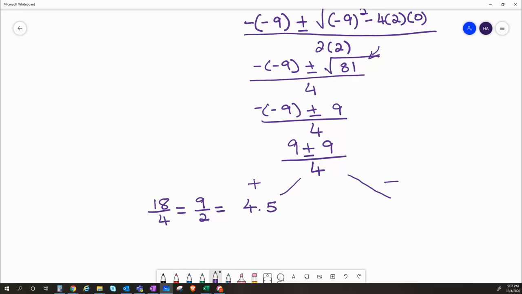Okay, this is one of the answers. The second one is 9 minus 9 over 4. This is really simple. That's just 0.